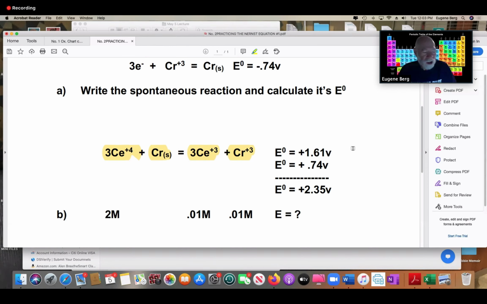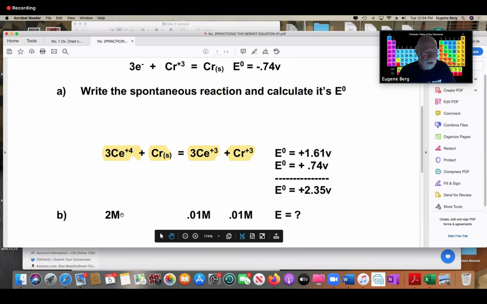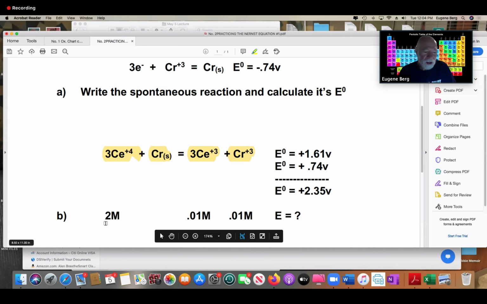Now, problem B: let's change the situation by changing the concentrations. The goal now is to find out what the new voltage will be. I always think it's kind of fun to guess how the answer is going to turn out. For example, I made the reactant 2 molar. Think in terms of Le Chatelier's principle: going from 1 molar to 2 molar, you're making it more. That's like a stress, so it should shift the system to the right, giving you more voltage. Notice I didn't change the chromium solid. Solids can't change their concentration, which is why that one is left blank.